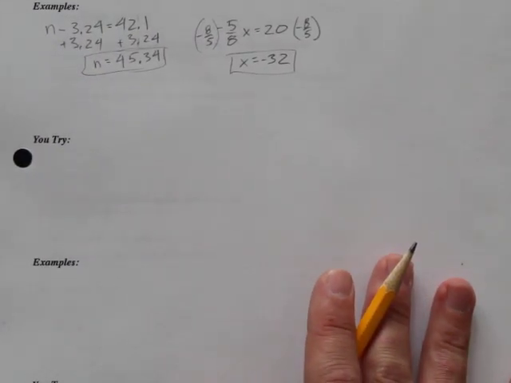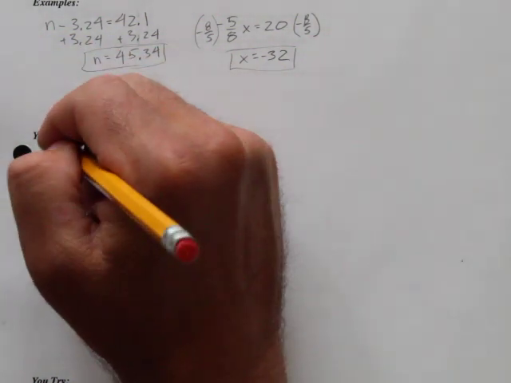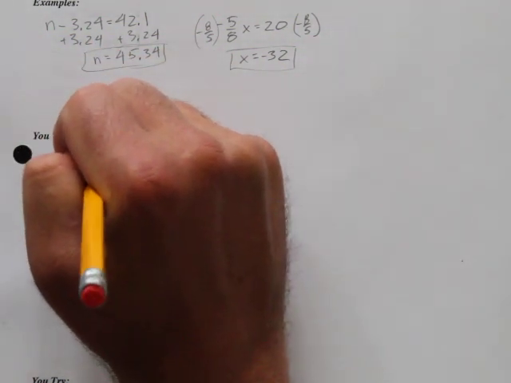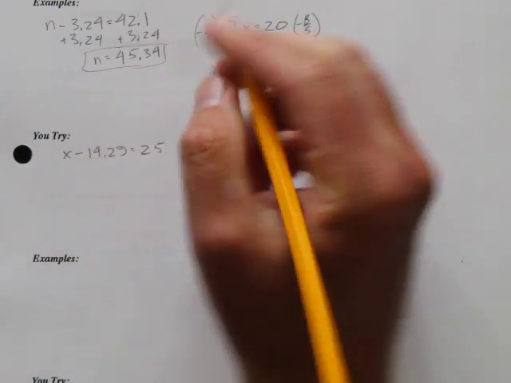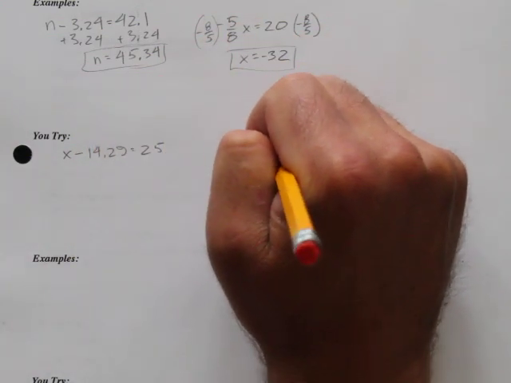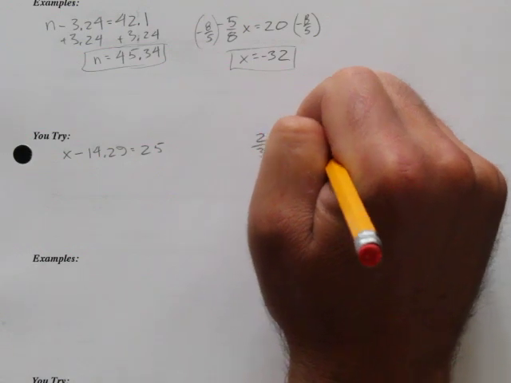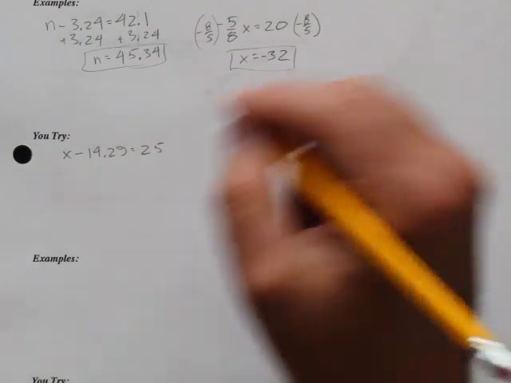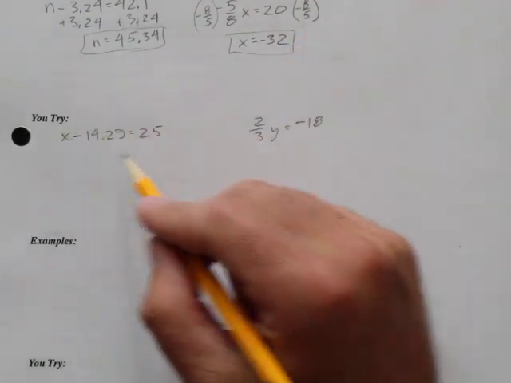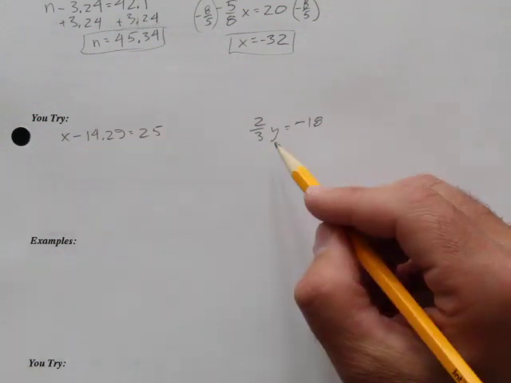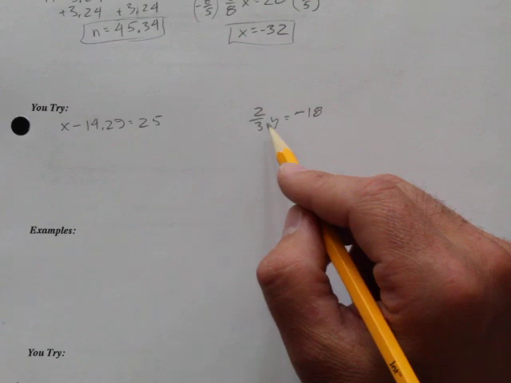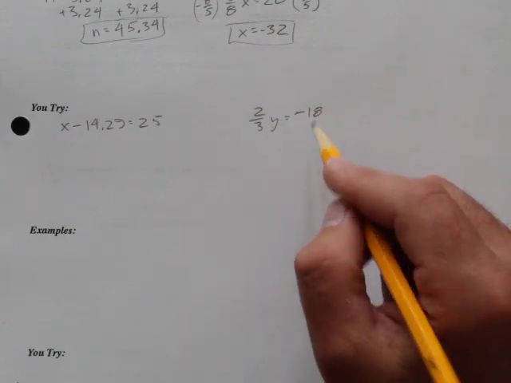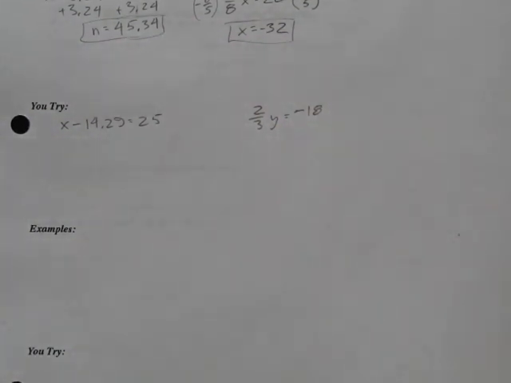Okay, you try. Here are two for you. x minus 14.29 equals 25, and 2/3 y equals negative 18. You are going to pause this video in just a second and solve for x, and then solve for y. Use the reciprocal here. Make sure that's 1, and then we're all good. And pause now.